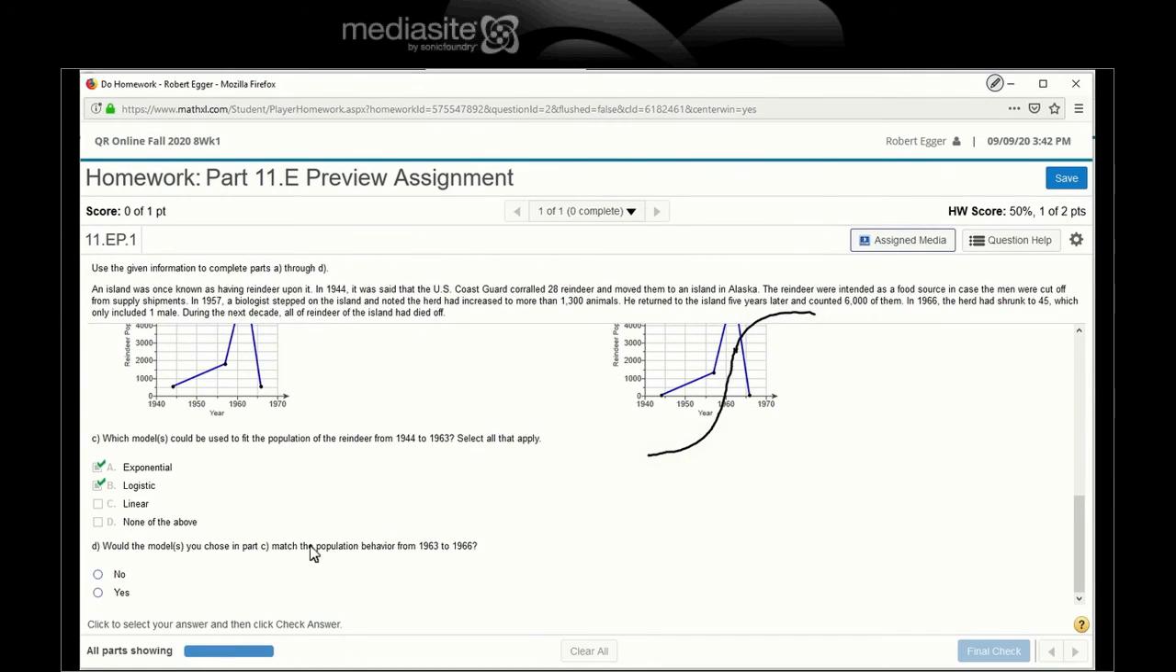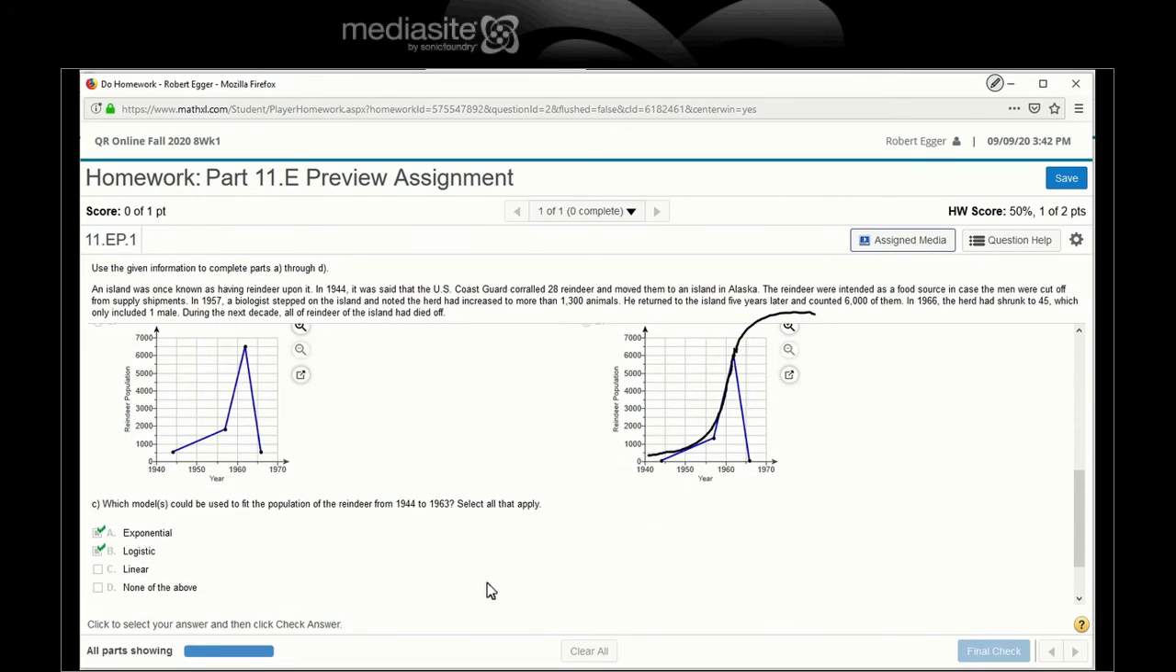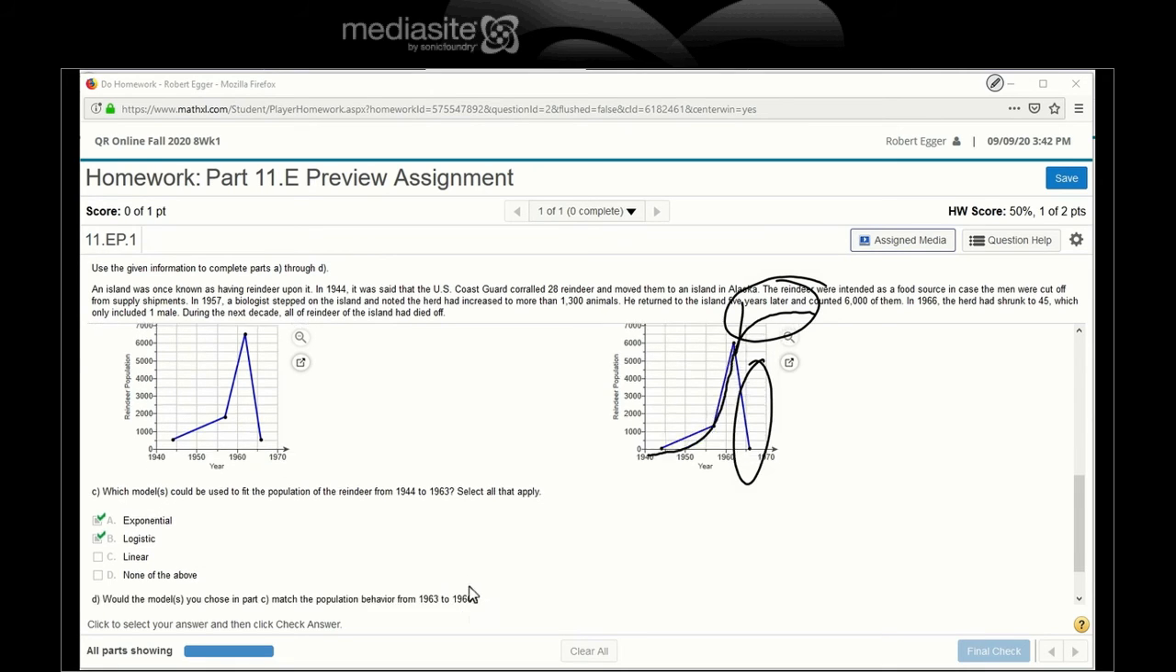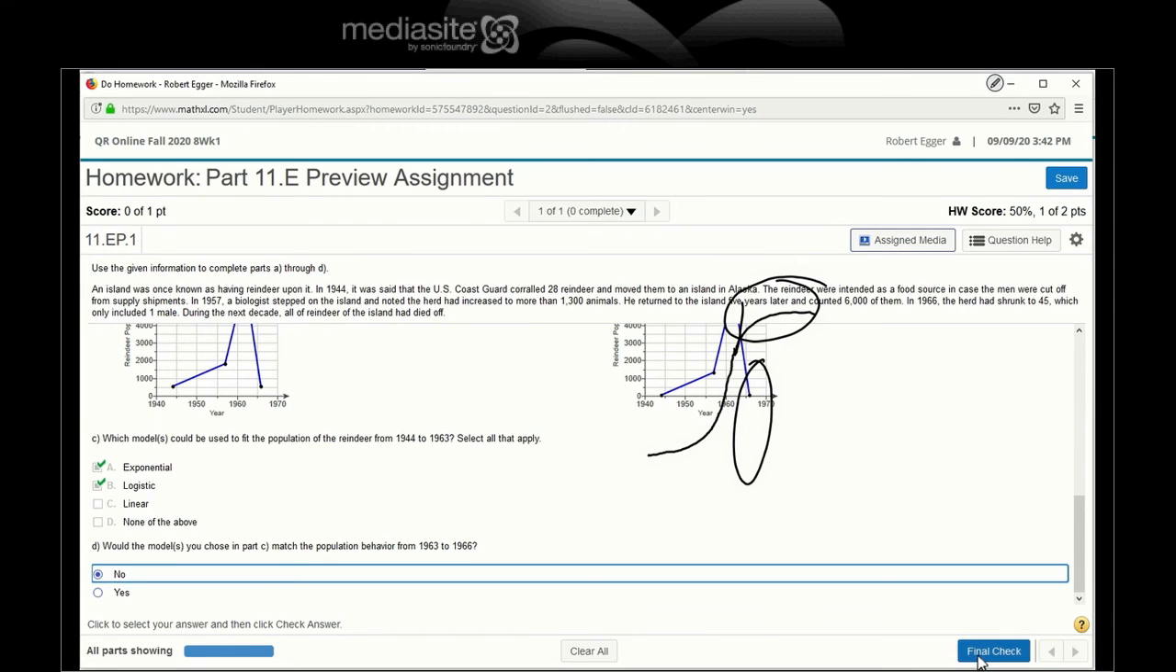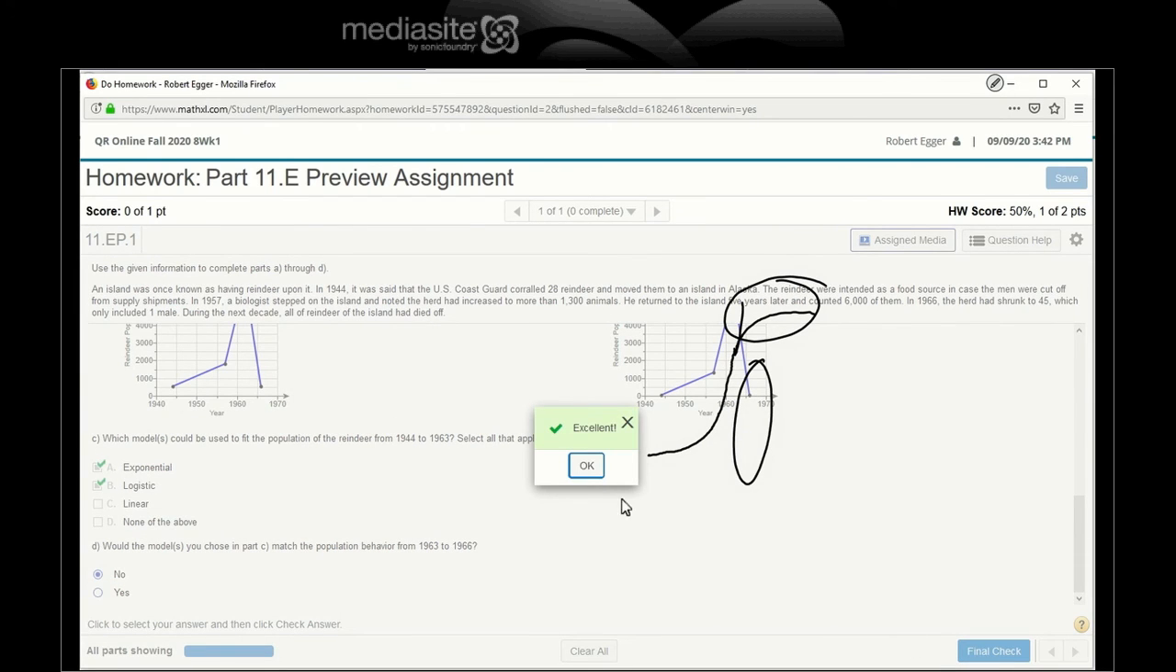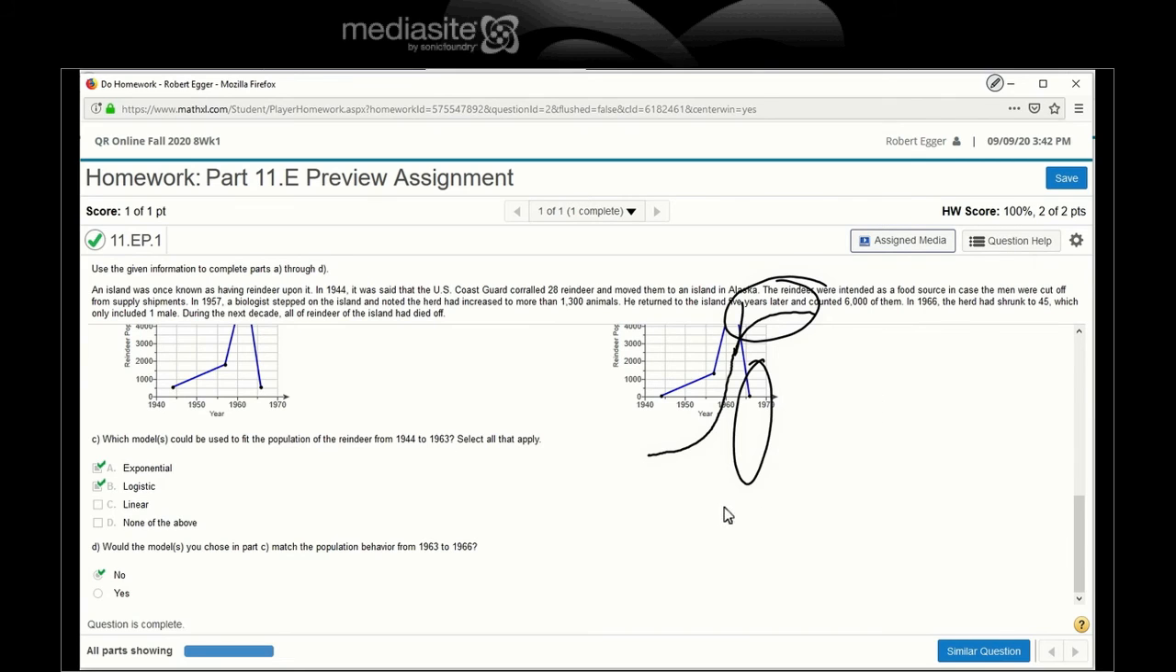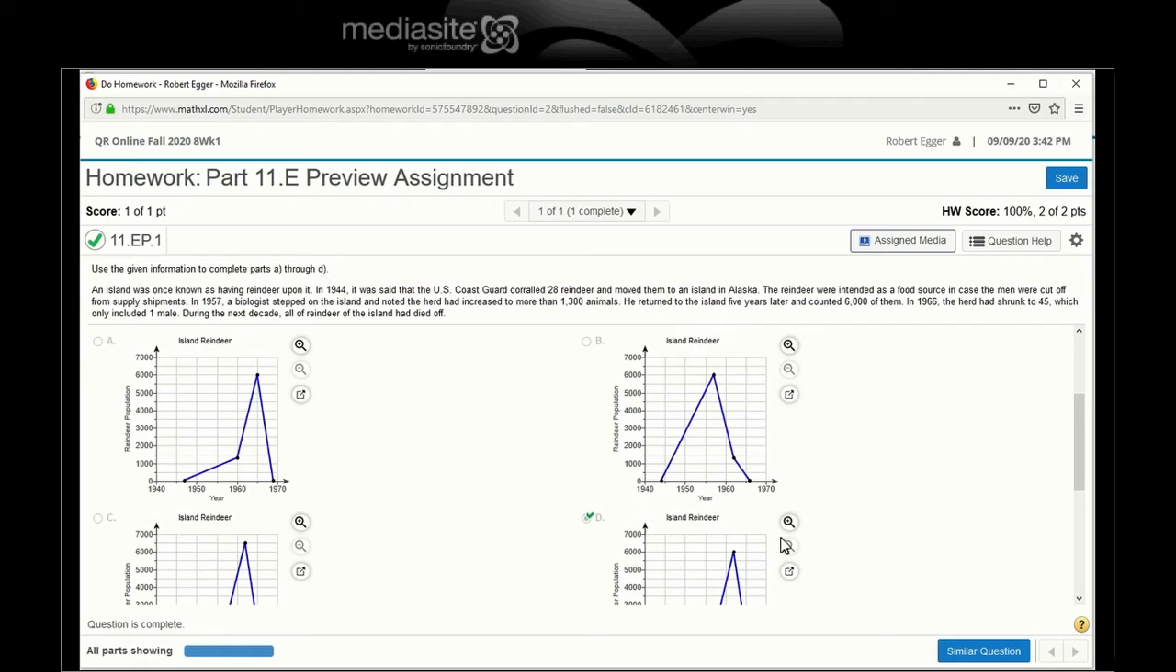Maybe. Now, next part. Would the model you chose in part C match the population from 63 to 66? Well, here's our model. Here's 63 to 66, and I don't see any of these crashing. So no. And that, ladies and gentlemen, is all they wrote for question 1 of Quantitative Reasoning Online, lesson 11E, preview.